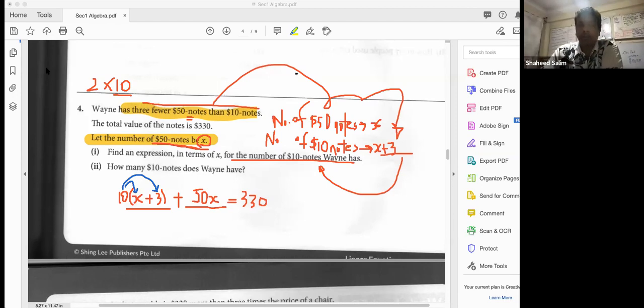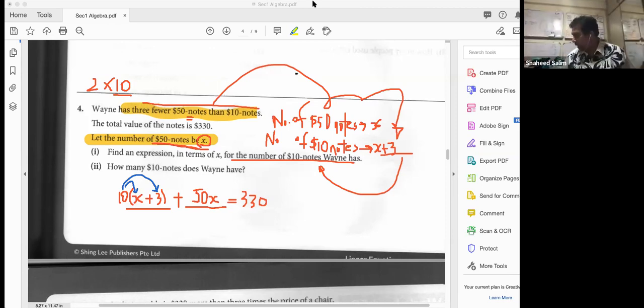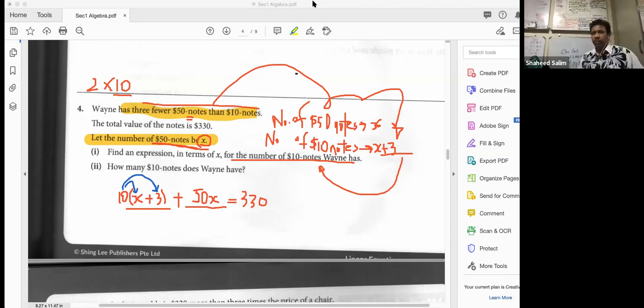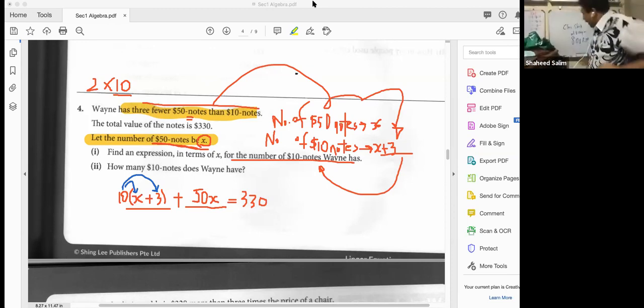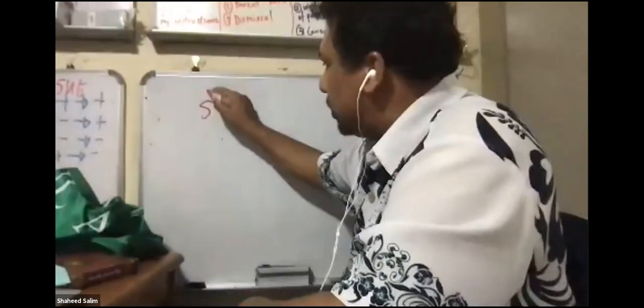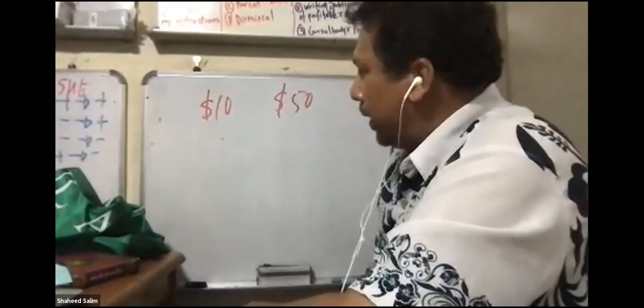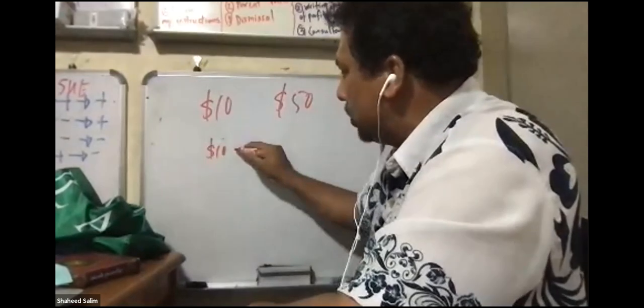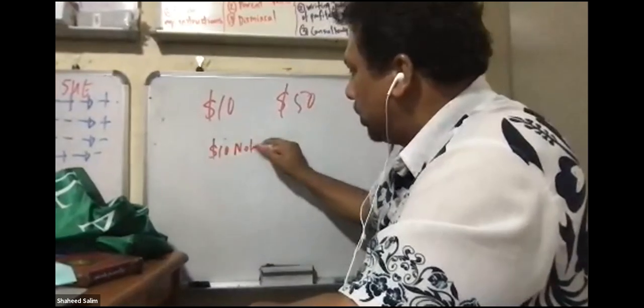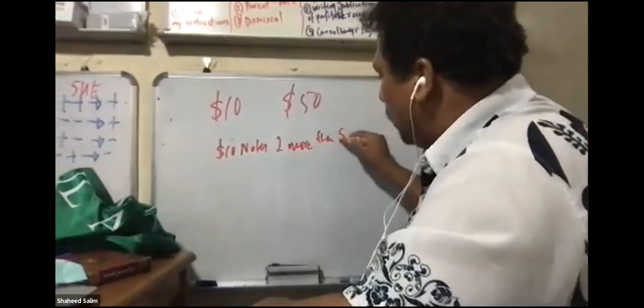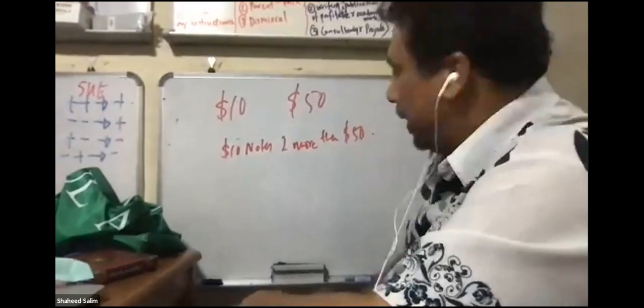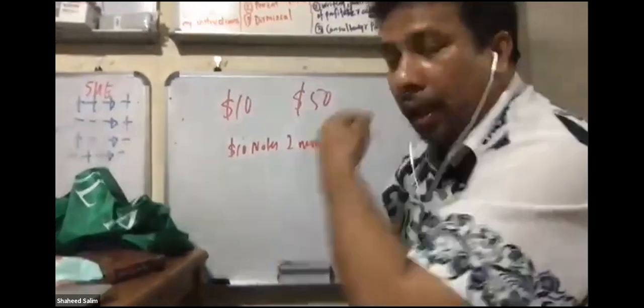So now let us try something else. I'm going to do it on the board, so you'll see whether you can get it. We're going to play a guessing game now. I have with me $10 notes and $50 notes, but I'm not going to tell you how many there are. The $10 notes, I got two more than the $50 notes. I repeat, the $10 notes, I got two more than the $50 notes.